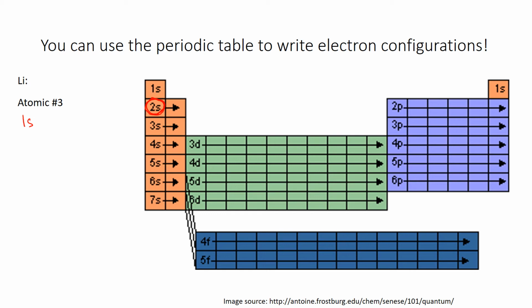Now, I am going to just keep reading across that row. I go from 1s1 here to 1s2 here, and that means I have filled the S block. And I keep going. Once I fill that row, I go to the next row until I hit the element that I want to write the electron configuration for. So in the next row, there's lithium right away. It's that first element in the second row. It corresponds to the 2s. And since it's the first element, it's 2s1. And that's my electron configuration for lithium.